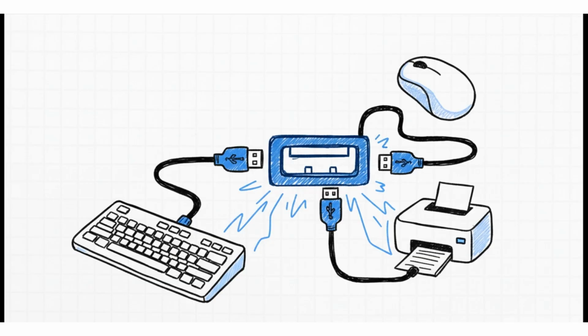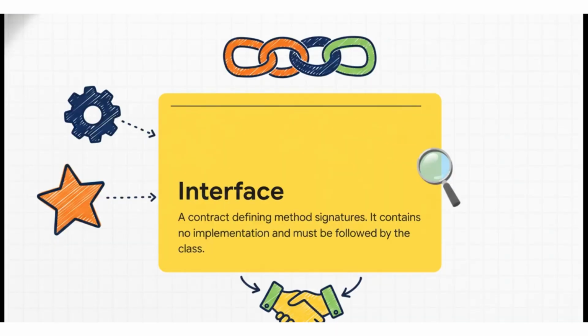That is exactly what an interface does in your code. Now, the most crucial thing to get here is that an interface is a pure contract. It is 100% focused on what a class has to do, and it could not care less about how it does it. It's just a list of method names. That's it. Zero code. It's just a list of promises that a class has to keep if it wants to play.